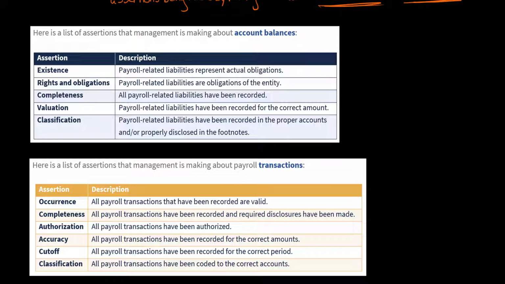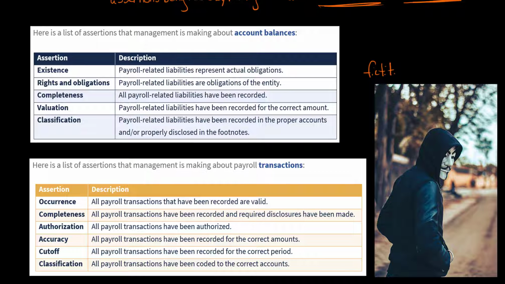For example, when we look at account balances, management is making assertions about the existence of payroll-related liabilities. For example, they're saying that, in fact, this is a real liability. Okay, now you say, well, why wouldn't that be? What would be the issue? Well, what if someone at the company had created fictitious employees?